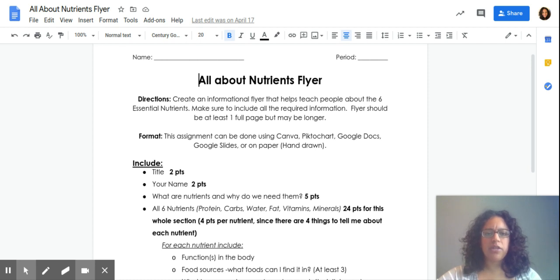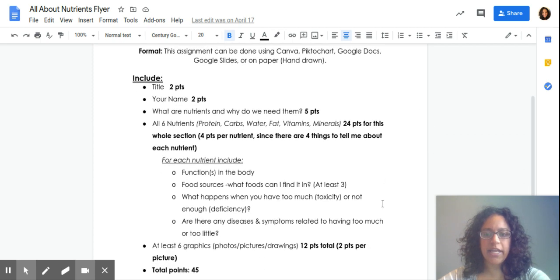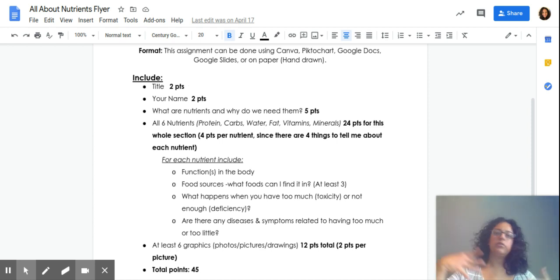Most students find that using a Google Doc or a Google Slide is usually the most efficient way to do this project, but I leave it up to you. What you need to include in your project is right here. You have to have a title. So give us some sort of catchy, interesting title about the six nutrients. You come up with something. Make sure your name is on there, please.